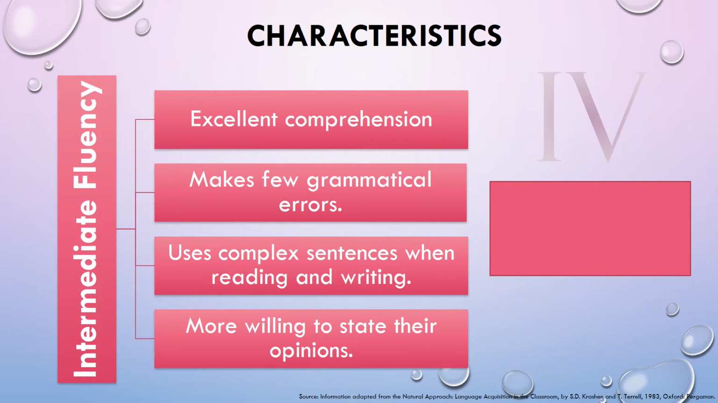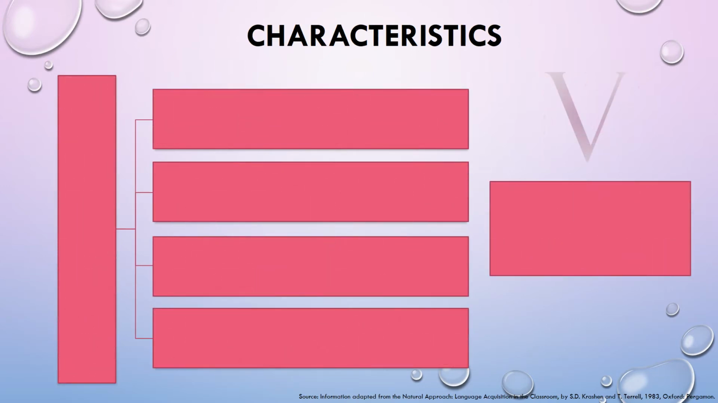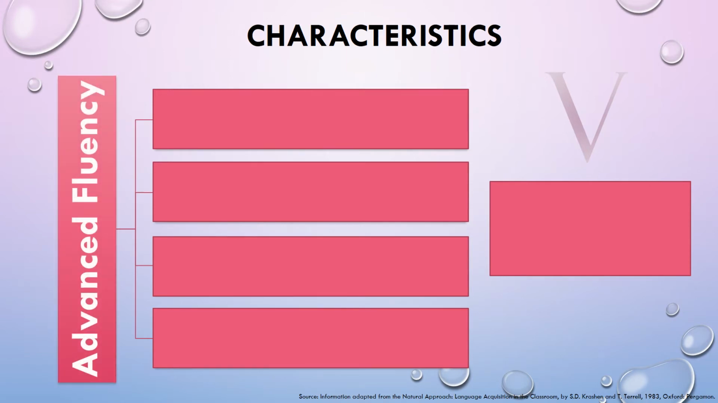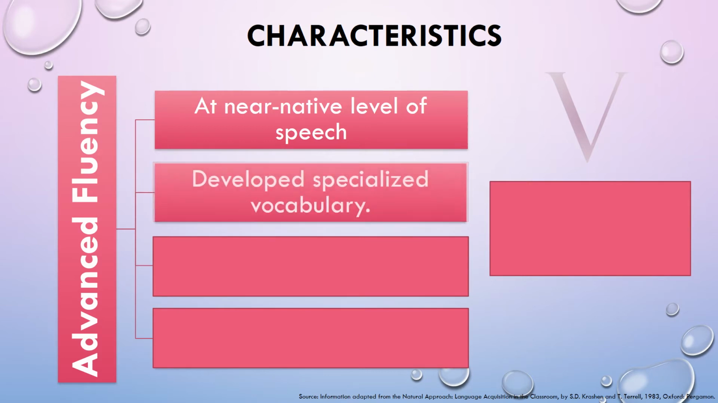At this stage, teachers will notice English learners use strategies from their native language to learn content in English. Finally, stage 5, advanced fluency. English learners are at near native level of speech. By now, English learners have developed specialized vocabulary.